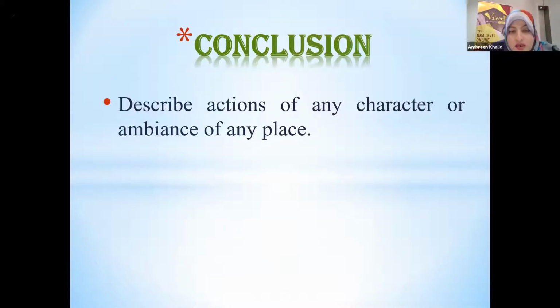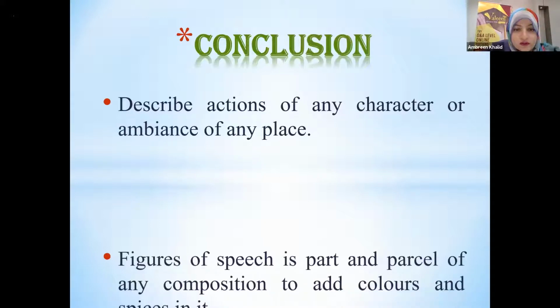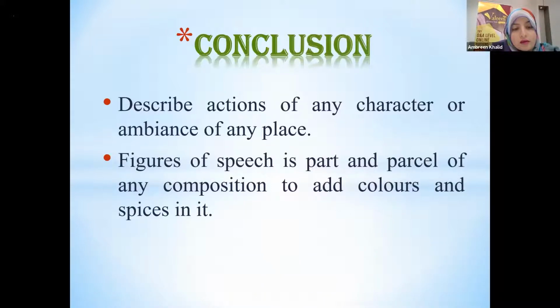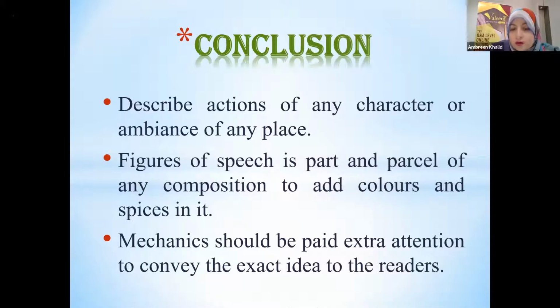And we have learned that we need to describe actions of character and ambience of any place when we write composition. That was number one. Number two, figures of speech is part and parcel of any composition, okay? It's very much necessary that we add them if we really want to score A or A star. And the last but not the least, mechanics should be paid extra attention to convey the exact idea to the readers. All right, everyone?